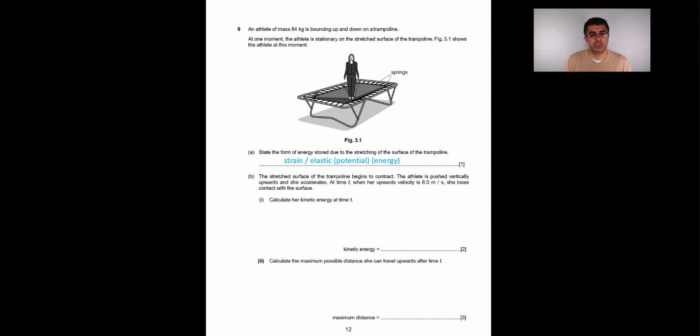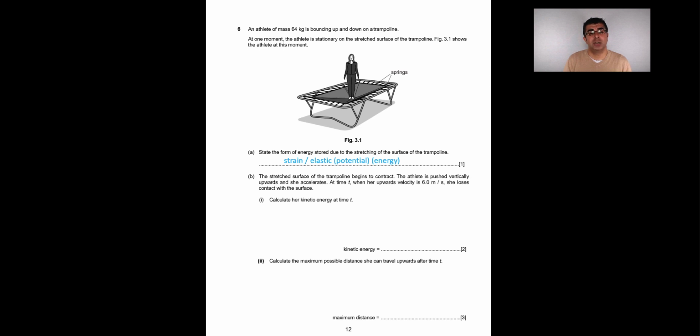Part B, the stretched surface of the trampoline begins to contract. The athlete is pushed vertically upwards and she accelerates. At time t equals 0, when her upwards velocity is 6 meters per second, she loses contact with the surface. Calculate her kinetic energy at time t.